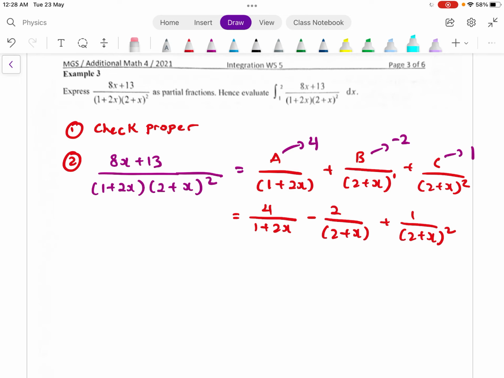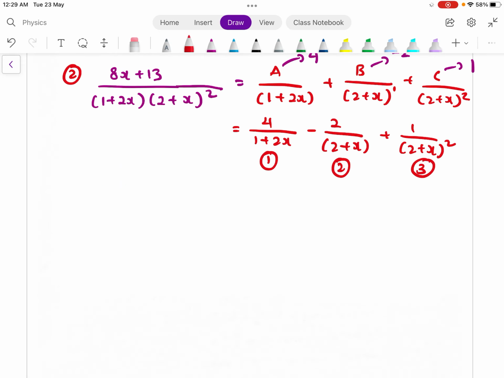Okay, the next part is that they will ask us to evaluate the integral of this whole thing. So we just need to integrate the three things, which is the first term, second term, and the third term. Remember, the first two terms will be ln. So let's do the integration together.